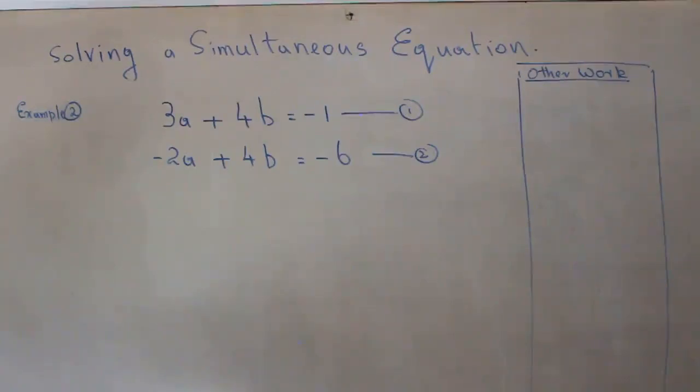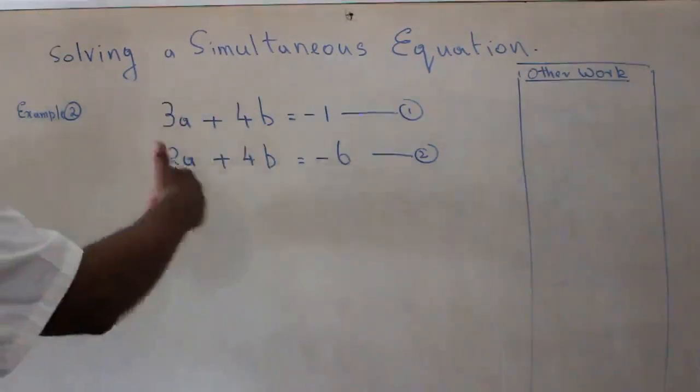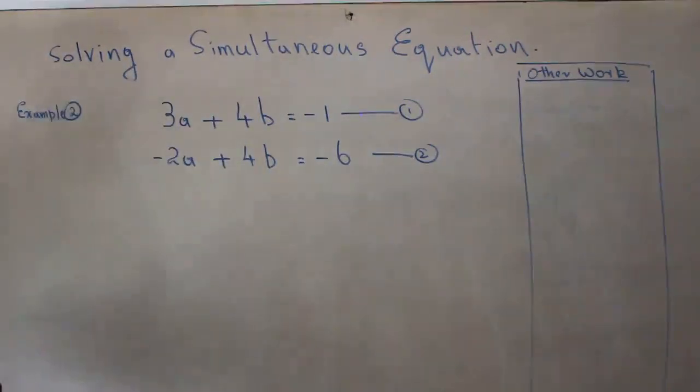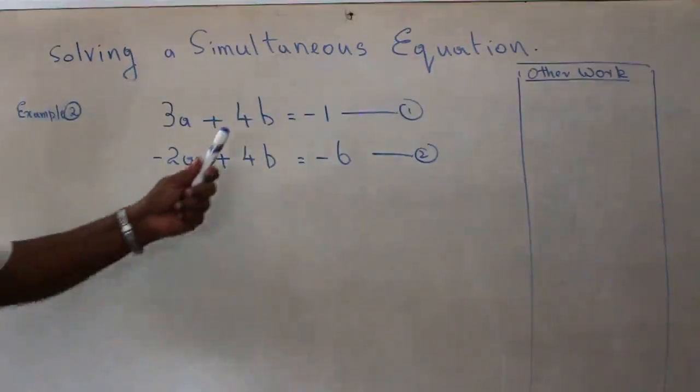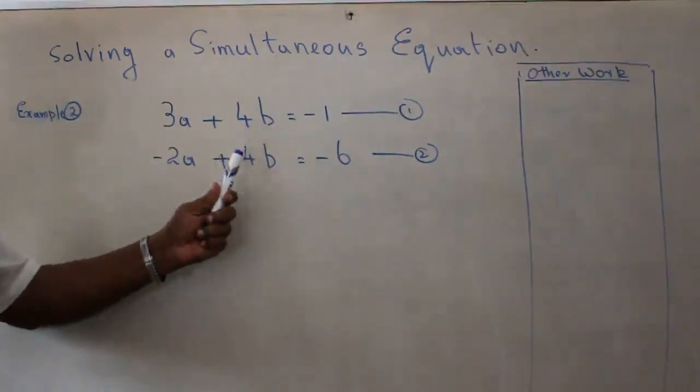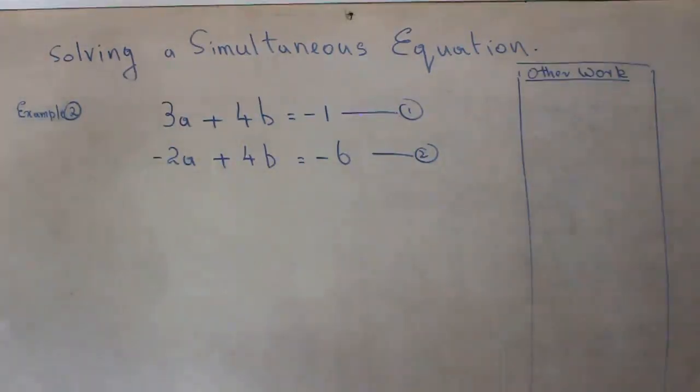Now, if I consider the left hand side, which letter would you think will be the candidate for elimination? Will it be the a? Will it be the b? Obviously we know b has the coefficient 4, they are equal, so b will be the candidate for elimination. The next question is, how would I eliminate b? There are only two ways to do it. Either I add or I subtract.